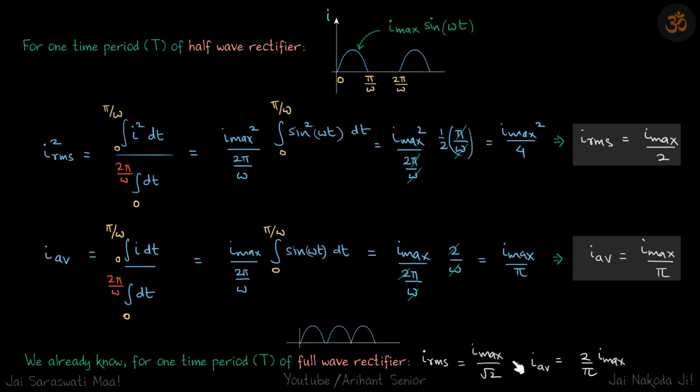So we can compare them with this. You can directly see that the average is double, because in one time period you have double the area. So the average current of full wave rectifier is double that of half wave. And IRMS is root 2 times. So whatever is the IRMS here, root 2 times that is IRMS there. If this is I max by 2, this is I max by 2 into root 2, that is I max by root 2. So we are going to use these formulas in our problem.